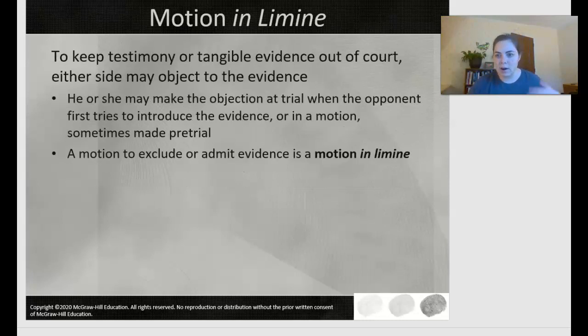And if there are questions about the validity of evidence, remember, during the pretrial process, a motion in limine can be filed to keep out the testimony of a witness or the piece of tangible evidence. And even during the trial, either side can object depending on how it's presented, if the foundation hasn't been laid, if it is being used in a way that's more prejudicial than probative, things like that.